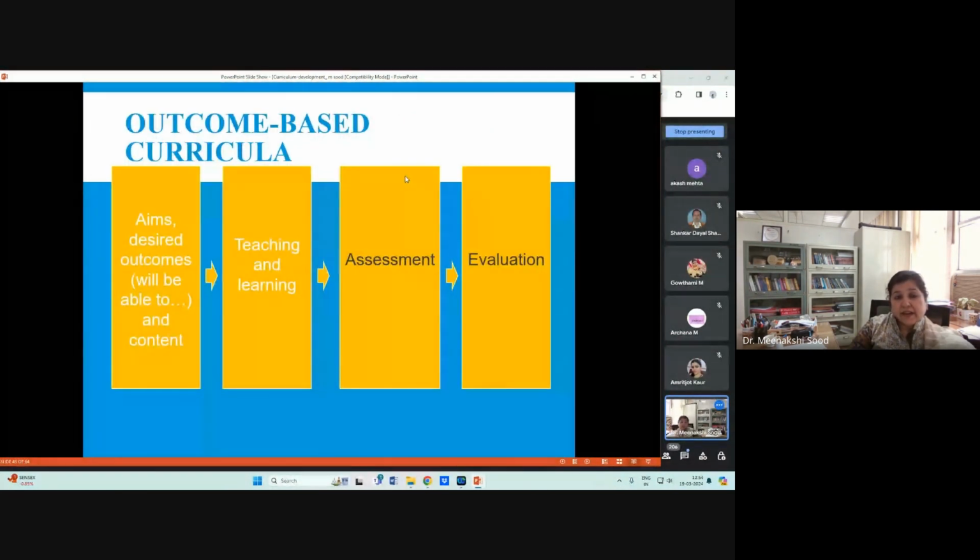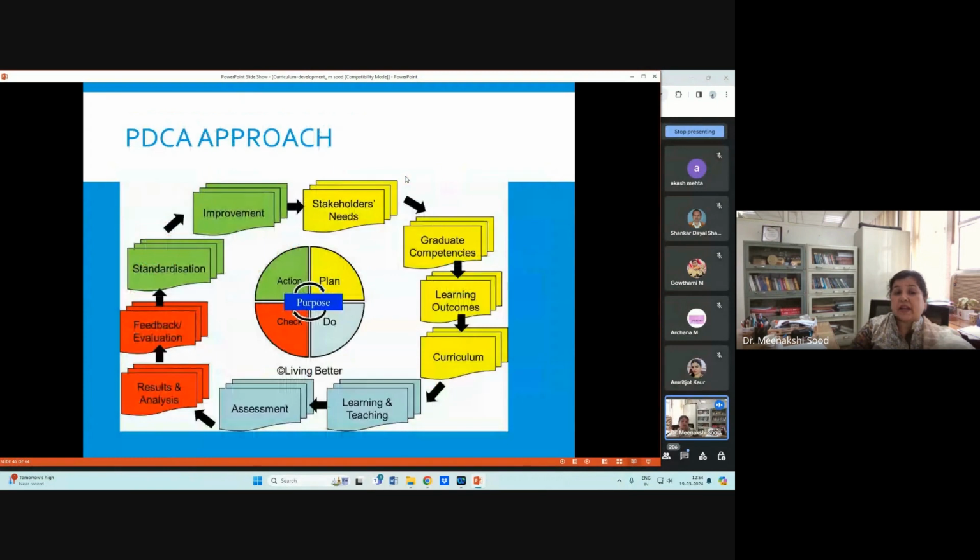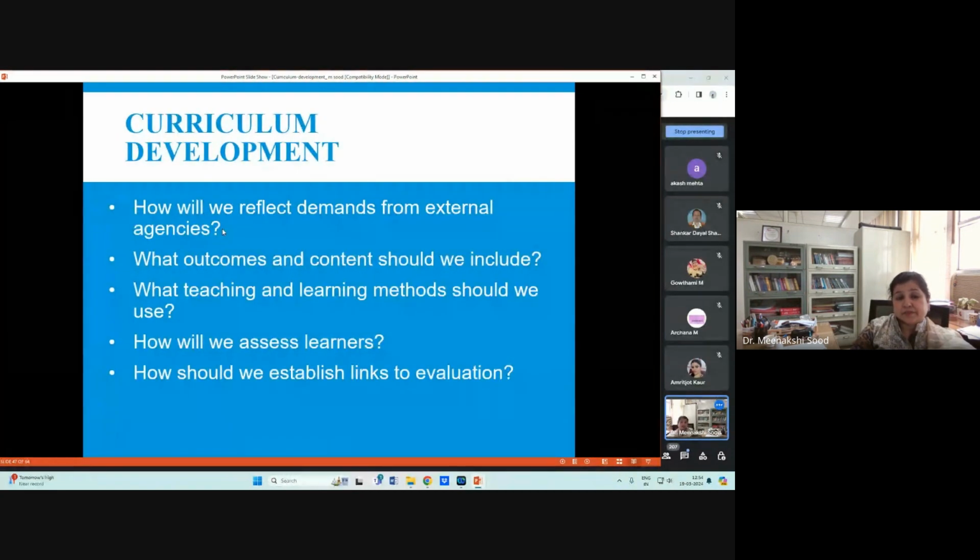Okay, so finally, the outcome based curriculum, which we have been talking about for the entire day since yesterday. As I said, the outcomes have to be defined: teaching, learning, assessment, and evaluation. So again, the PDCA cycle has to be taken care of. The planning part: stakeholders, graduate competencies, learning outcomes, and the curriculum. The doable part: learning, teaching, assessment, checking, result, analysis, evaluation, feedback, and then the action of standardization and improvement. Same story in a different style, right?